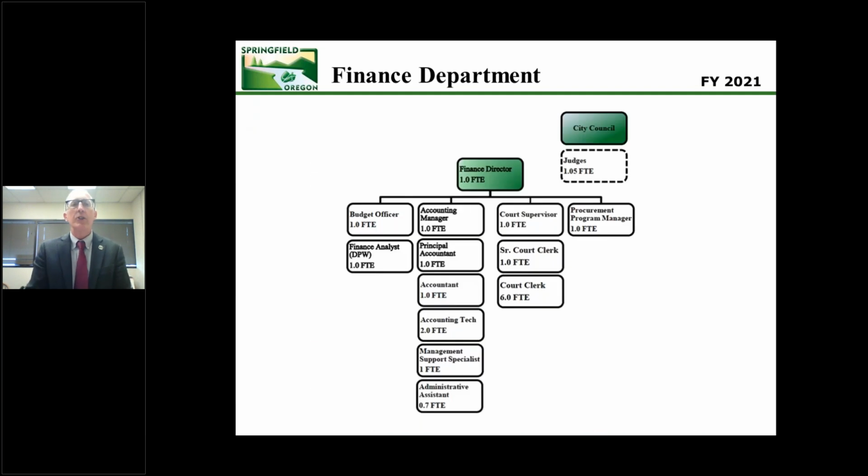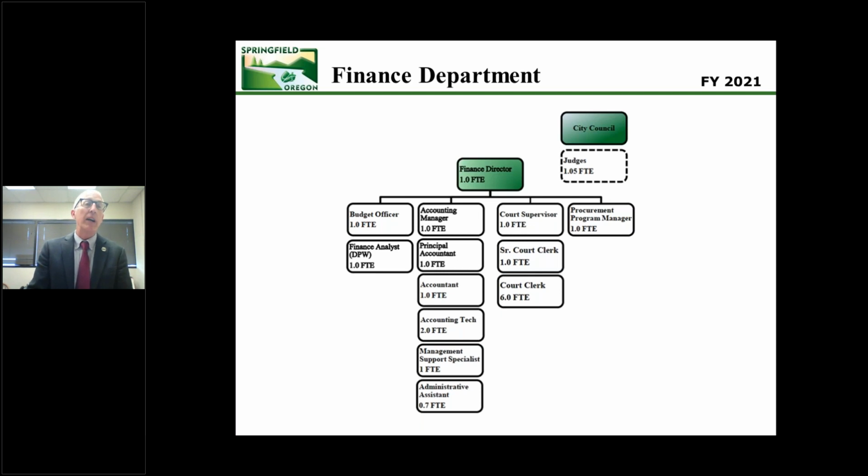This first slide shows the org chart for our department. We have 19.7 FTE. That's an increase of 1 FTE over the prior year. This is actually a position that has always existed, but rather in the Development and Public Works Department, and we tried something new when it got vacated. We moved it into finance as an embedded analyst position.